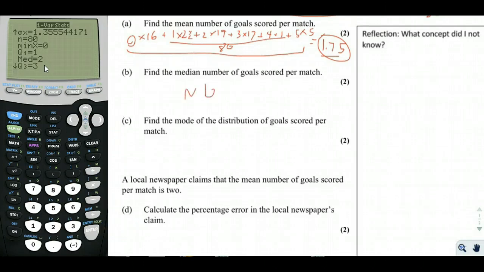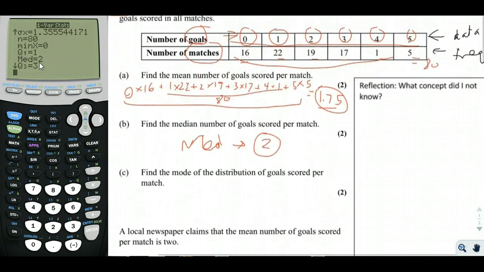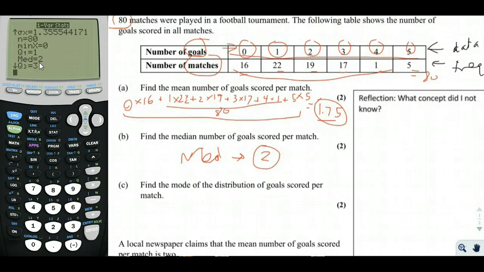The median number of goals we can see in the calculator here. It's 2. If you wanted to see what that looks like here, since we know that the total number of matches is 80, if we count 40 from the left, that will give us the median. So here we have 16, we add 22, that's 38. So the 39th and 40th matches are going to be here in the 2. So the median is obviously going to be here. And if you count 40 in from this side, it's the same thing.